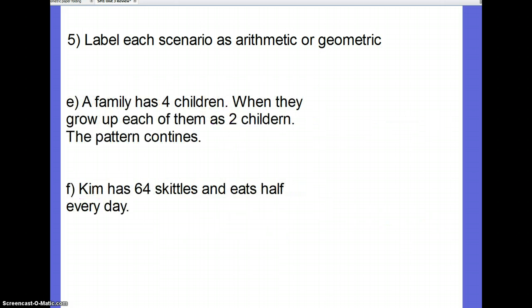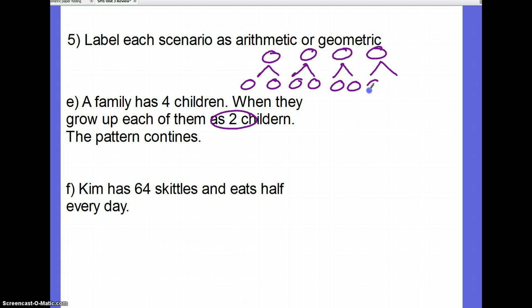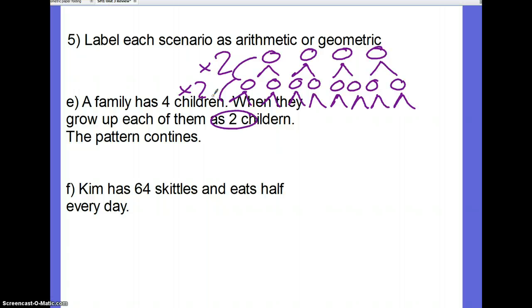A family has 4 children. When they grow up, each of them has 2 children, and then each of them has 2 children. So if you have 1, 2, 3, 4, then they all have 2, 2, 2, 2. So now you have 8. And then each of those 8 have 2 each. And this is doubling. It's multiplying by 2. So if you have people having children and then they're having the same number of kids and same number of kids, this is geometric.